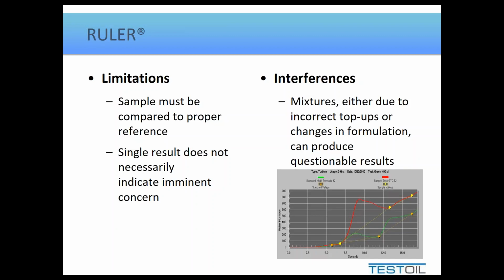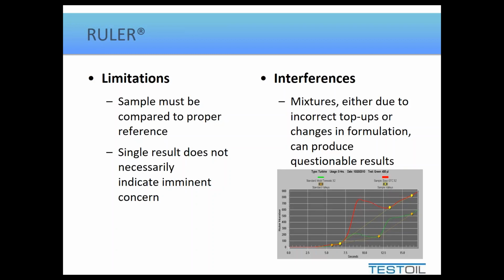RULER is an acronym for Remaining Useful Life Evaluation Routine. So it doesn't just measure remaining life based on the percent of the additive that is present, but if you trend it, it measures how fast it's degrading. And if you extrapolate the trend, you can predict when that antioxidant is going to give up, and you should change your oil, of course, before that occurs.